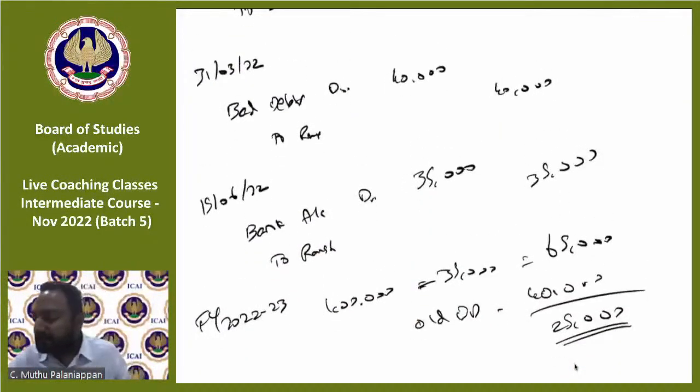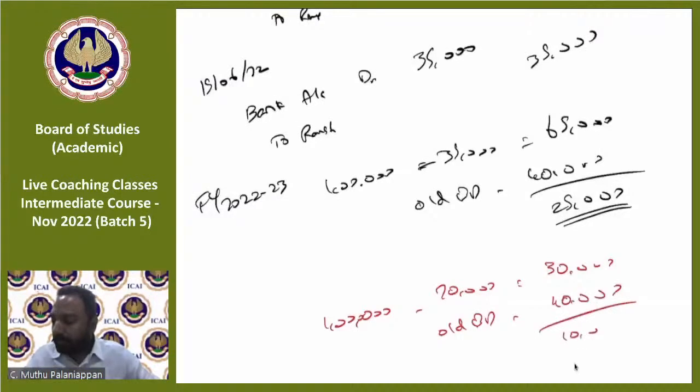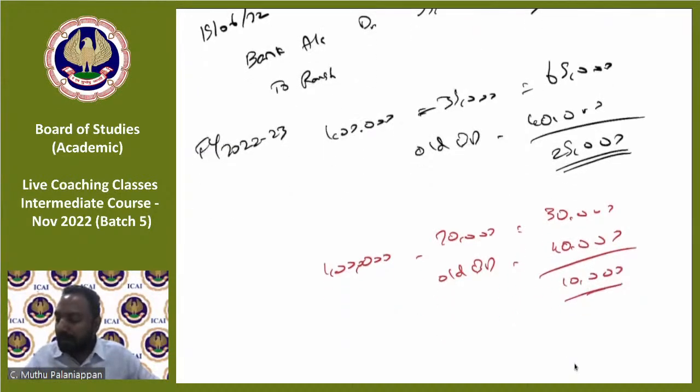We'll rephrase the numbers. Instead of 35,000, we'll assume that what I have received is 70,000. So now what happens? 1 lakh minus 70,000 is 30,000. But how much is old bad debt? It is 40,000. So 10,000 is excess recovered, correct? Now this 10,000 becomes an income.